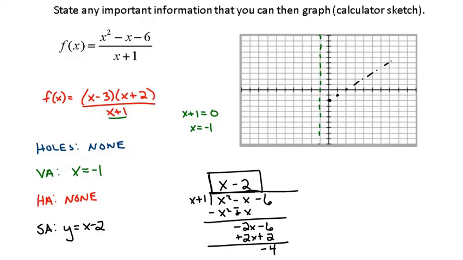And your slant asymptote is this dotted line right in here. Alright, so that's just to get the kind of imaginary lines and everything on your graph. In order to actually graph this, you can do a couple things. We are actually going to do calculator sketches.